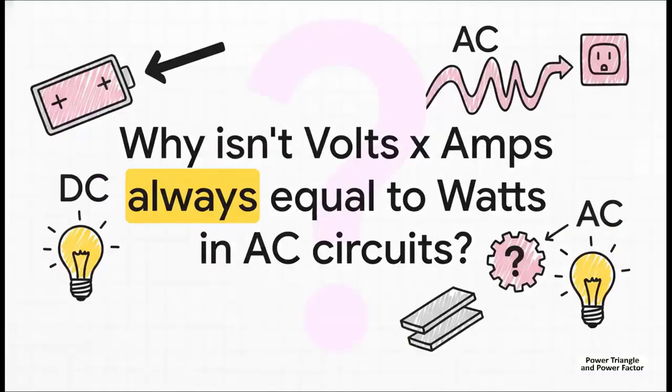So here's the big question. If that simple formula, power equals volts times amps, works perfectly for things like batteries, direct current or DC, what on earth changes when we switch to the AC power coming out of our wall outlets? What's the missing piece of the puzzle here?